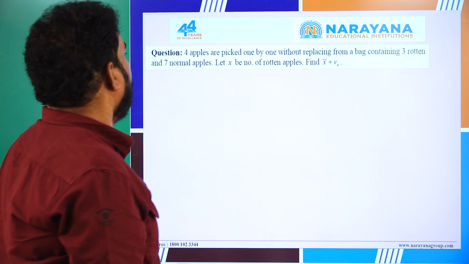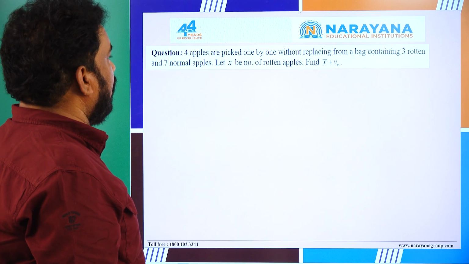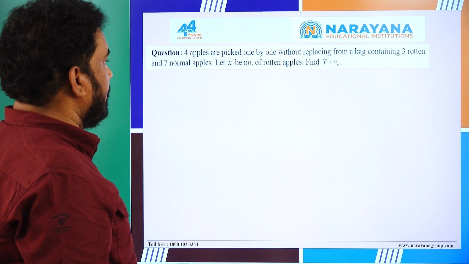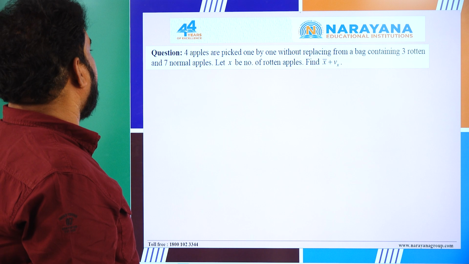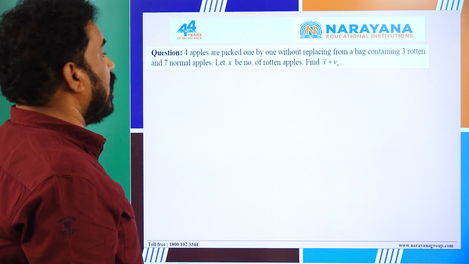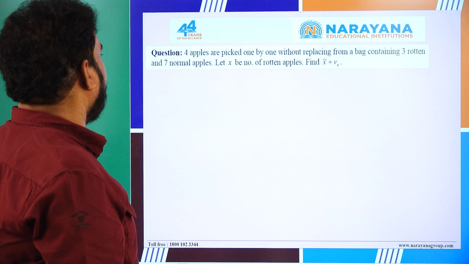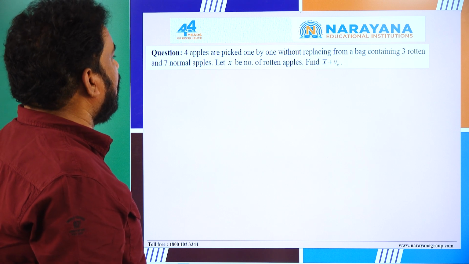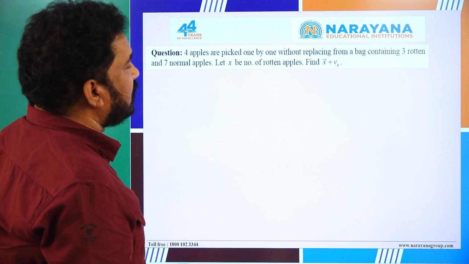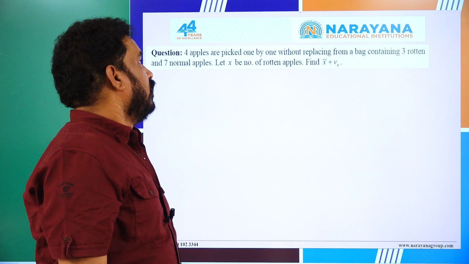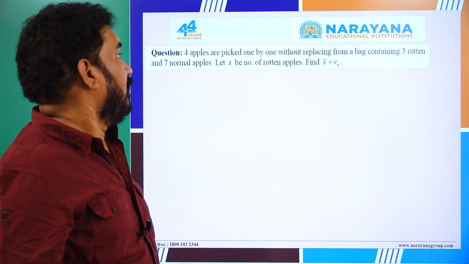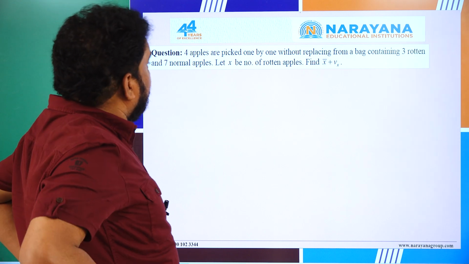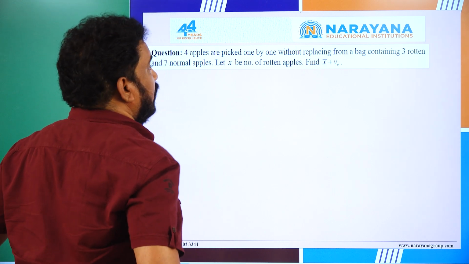Next question. 4 apples are picked one by one without replacing from a bag containing 3 rotten and 7 normal apples. Let x be the number of rotten apples, find x bar and Vx. Okay, so it is a random variable question, mean and variance we have to find. So I think this is a little bit big calculation.